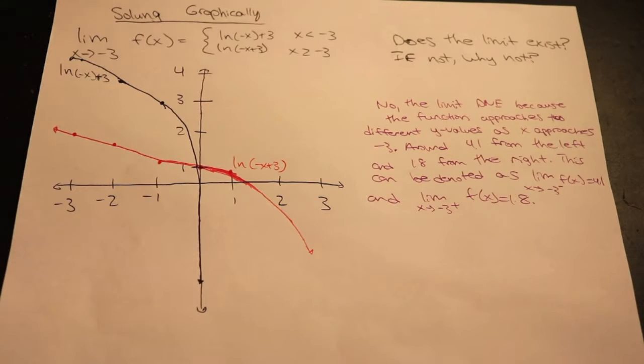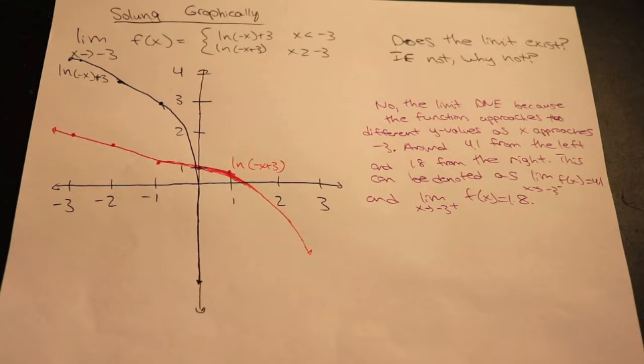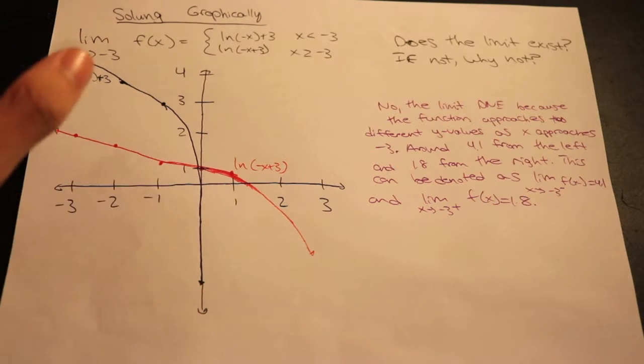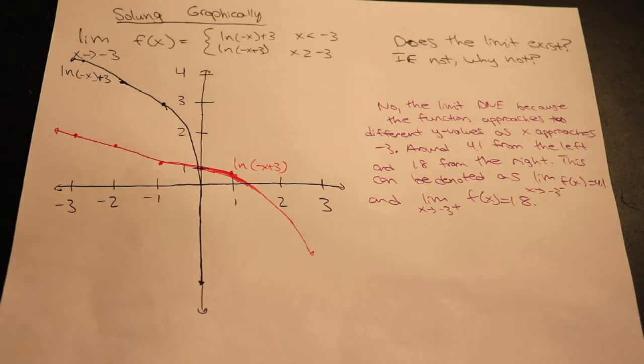Let's take a look at solving graphically. Here in this problem, it's asking us to find the limit as x approaches -3 of the function f of x. And it's saying, does the limit exist, and if not, why not? Well, when we graph out our function, we can see that in the black we have ln of -x plus 3, and in the red we have ln of parentheses -x plus 3. And we can see that at -3 they approach two different y values, so that's conflicting with our definition of a limit. So therefore, no, the limit does not exist because the function approaches two different y values as x approaches -3. It'll approach around 4.1 from the left and 1.8 from the right.